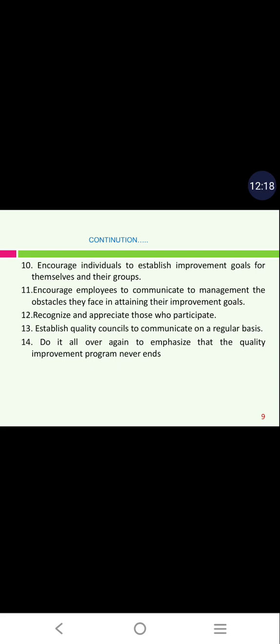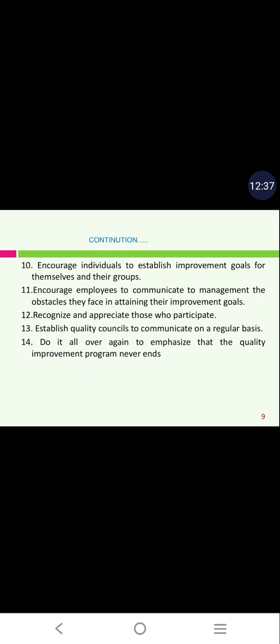And point number 12 is recognize and appreciate those who participate. So each and every employee who is participating in the quality improvement process needs to be recognized as well as appreciated.